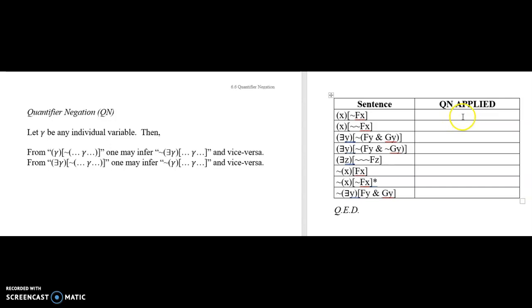But I'm going to give you a chance now to go ahead and try out the first one here. Just try this one. Just try this guy right here. Give it a shot. If you can't get it, that's okay. I'm going to give you a chance on all the others as we introduce this and you get more comfortable with it. So pause now and try to apply quantifier negation to this sentence.